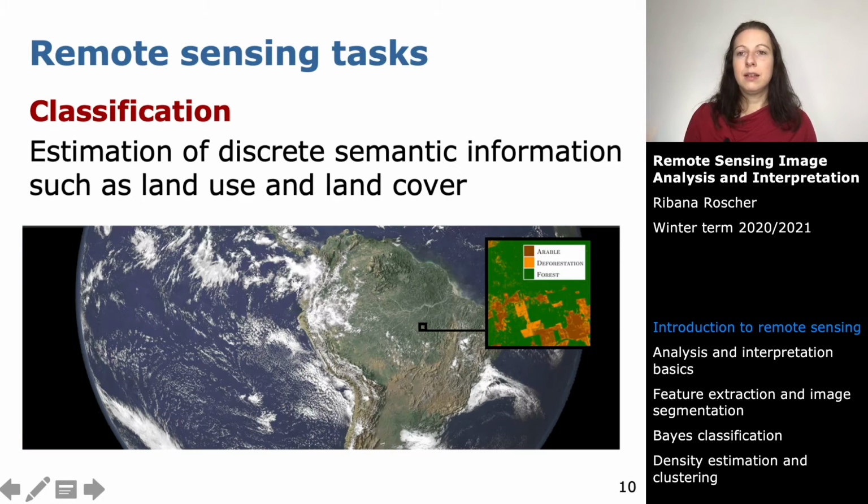And in contrary to this, classification is when you estimate discrete semantic information such as land use and land cover. And in this course, we will mostly talk about classification, but the basic principles behind classification and regression are very, very similar. So at the end of the course, when you have heard something about classification, you will see that you can also apply this to the area of regression tasks.